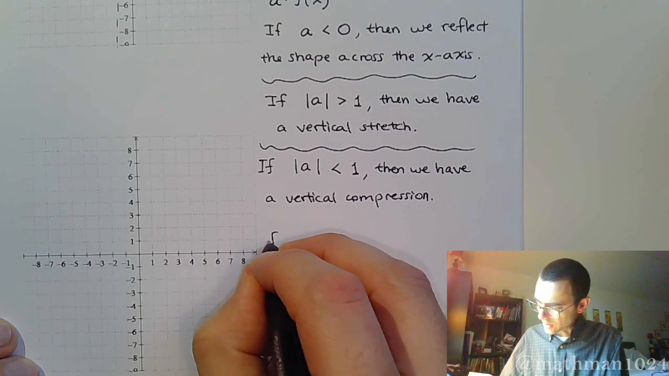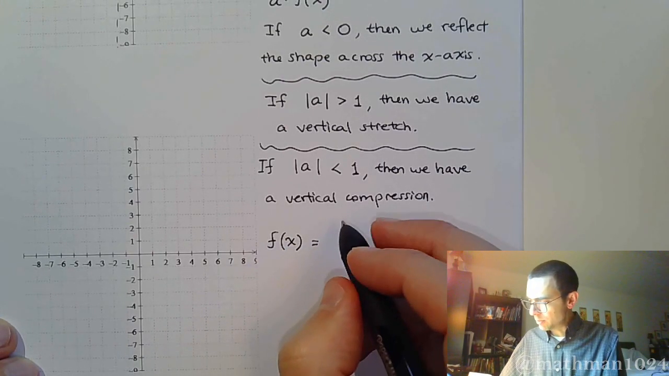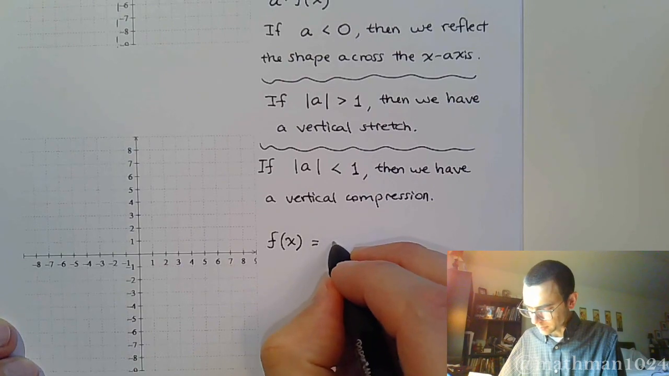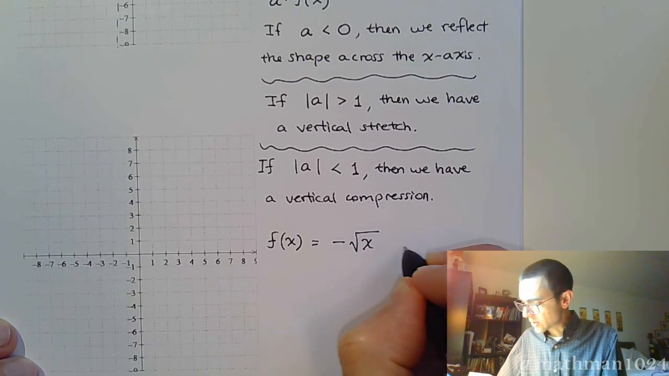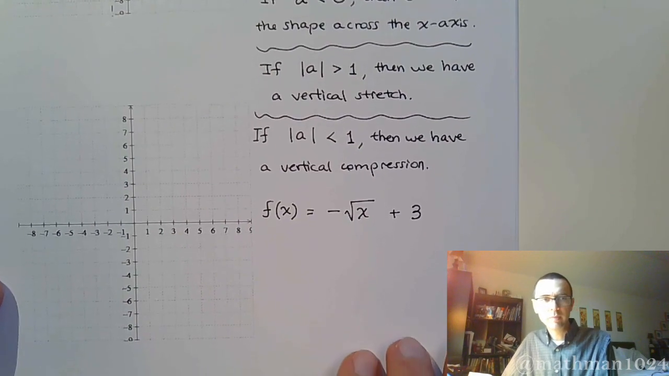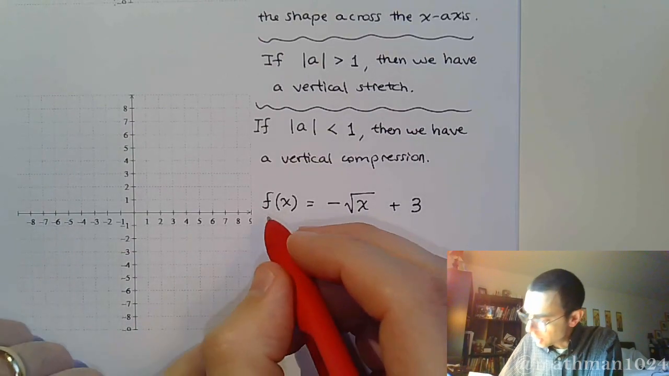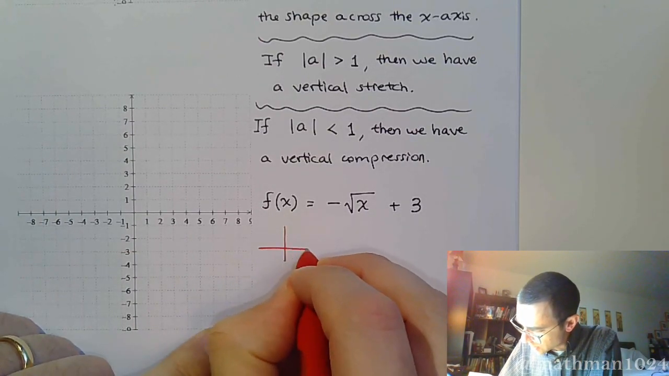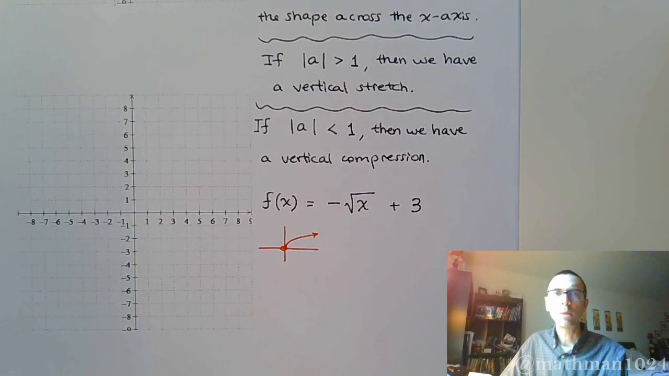For example, if I ask you to graph f of x is equal to negative the square root of x plus 3. So the main thing here is that we're talking about the square root of x. And we need to make sure we understand that this shape is that half sideways parabola, like that.